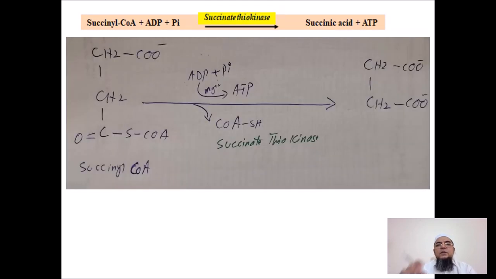The third reaction, which was a TCA cycle reaction, where succinyl-CoA, a 4 carbon compound, carbon 1, 2, 3 and 4, is converted into succinate, with the help of the enzyme succinate thiokinase.